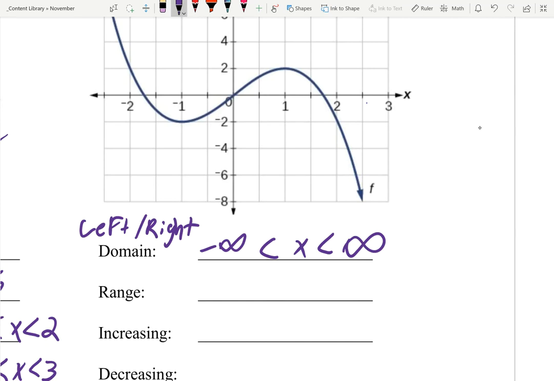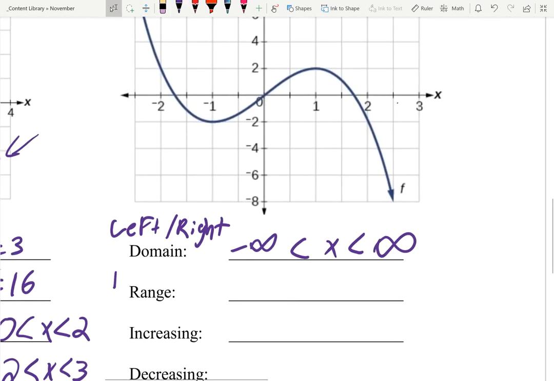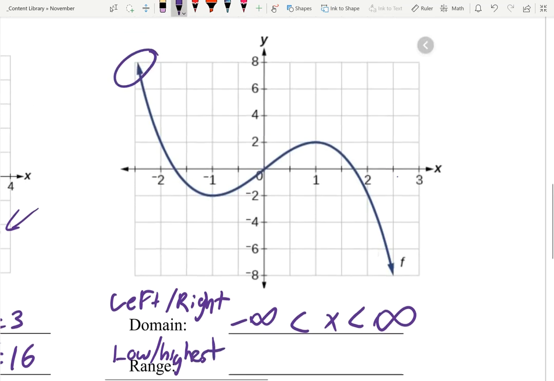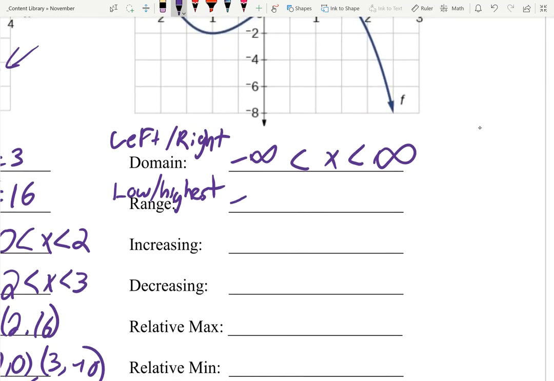Remember, range is focusing on, what did I say? Low, high, bottom, top, whatever it is. Lowest, highest. Now, this one's a little easier to see because the arrows indicate more up and down than they do left and right. But this arrow is definitely going up, and it's going to be going up forever. This arrow is going down. It's going to go down forever. So pretty self-explanatory. This one, it's going to go up and down forever, meaning it's going to go from all the way down to negative infinity and then all the way up to positive infinity.